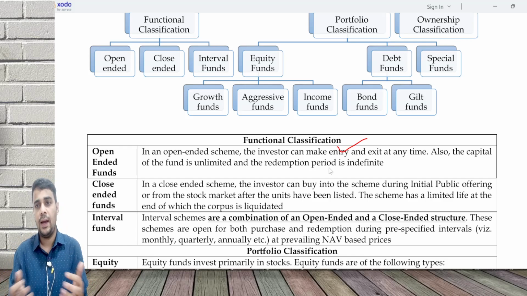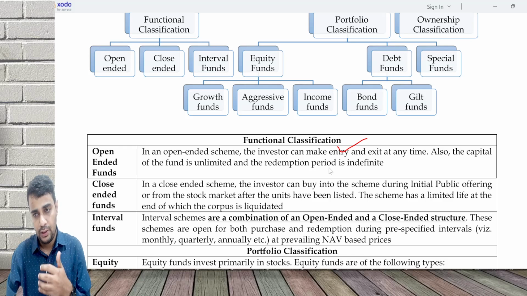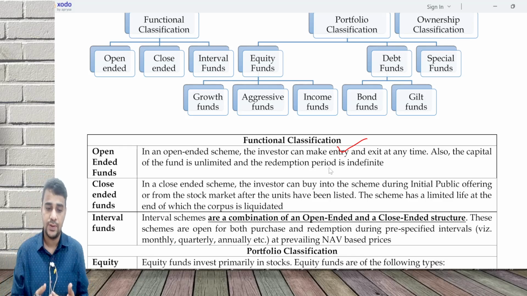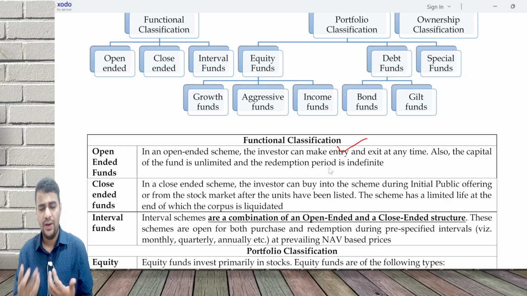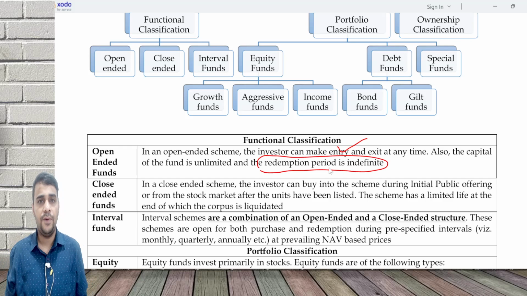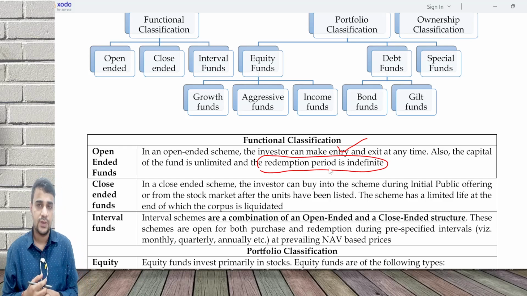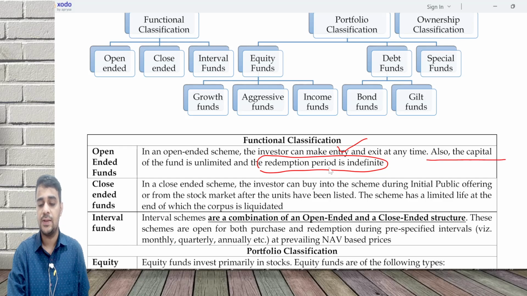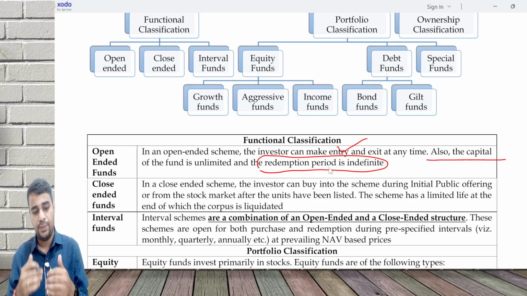The redemption can happen anytime. You can redeem it today, you can redeem it after 10 years, 15 years, 20 years. It is like an irredeemable instrument, but whenever you want, you can redeem it. So that is why they say redemption period is indefinite. Indefinite means it can happen at any point of time. There's no specific time period I can give. And the amount of money which can be raised in this is unlimited, because people can keep bringing in.